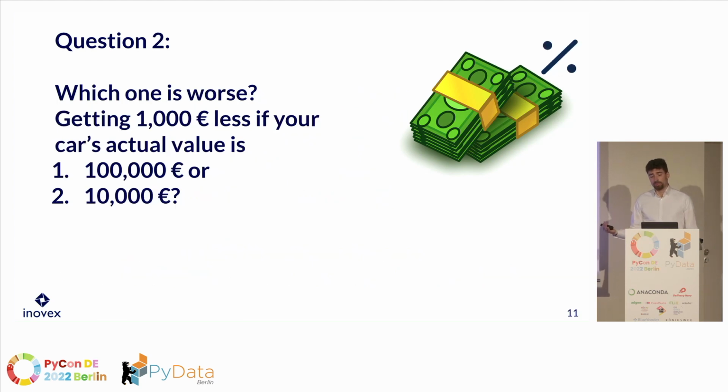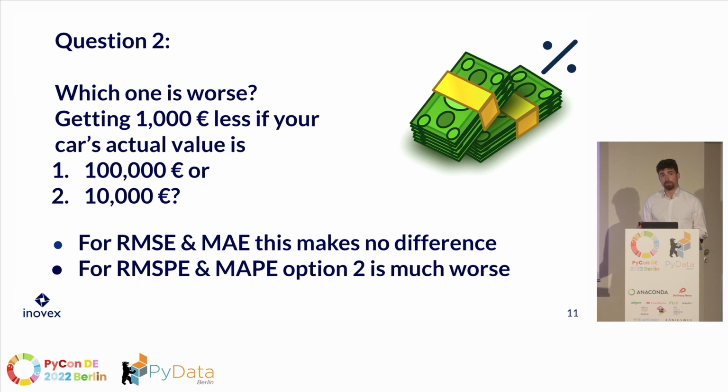But then second question, so what if I get 1,000 euro less, assuming that the actual car value is 100,000 or 10,000, right? I would, in the first case, give a discount of 1%, and in the second case of 10%. And the way we are bargaining, going 10% down is a lot more than 1%. So if we look at this question from the perspective of our different metrics, for the root mean squared error or mean absolute error, this makes no difference because, in the end, the difference is 1,000, but percentage-wise, it makes a lot of difference.